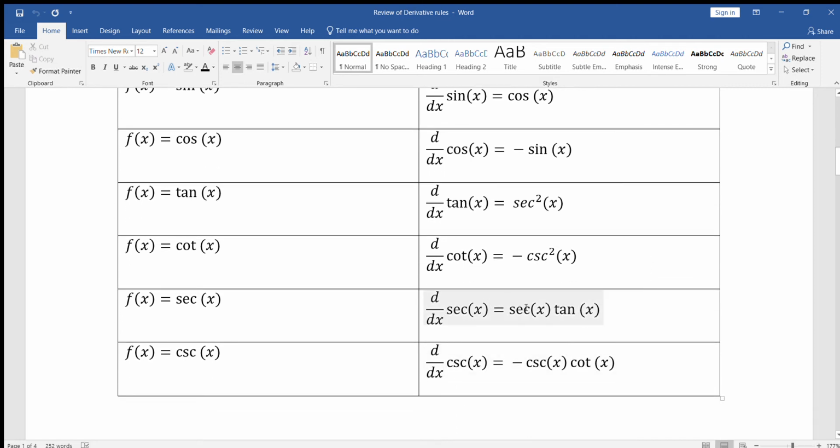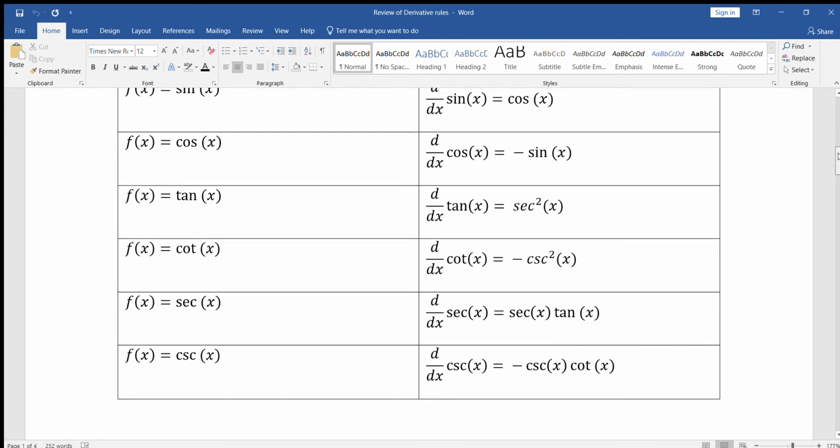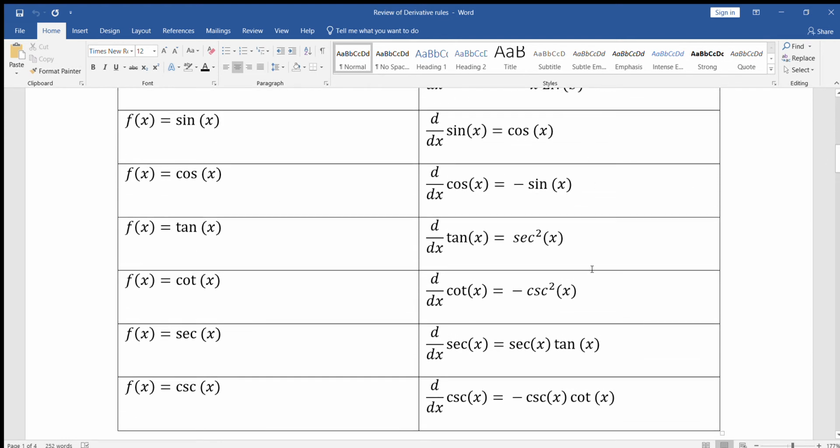The derivative of secant is secant times tangent. The derivative of cosecant is negative cosecant times cotangent. The way I remember these 6 trig derivatives is I basically have them memorized in pairs. The derivative of sine is cosine, the derivative of cosine is sine, with a negative in front. The derivative of tangent is secant squared, the derivative of cotangent is negative cosecant squared. The derivative of secant is secant tangent, the derivative of cosecant is negative cosecant cotangent.